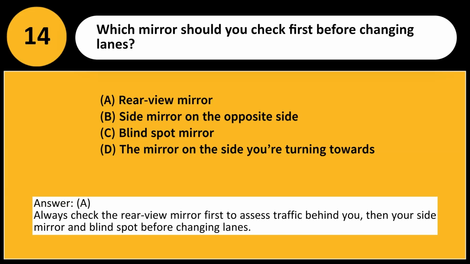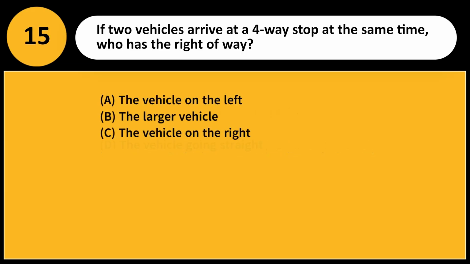Answer: A. Always check the rearview mirror first to assess traffic behind you, then your side mirror and blind spot before changing lanes. If 2 vehicles arrive at a 4-way stop at the same time, who has the right of way?